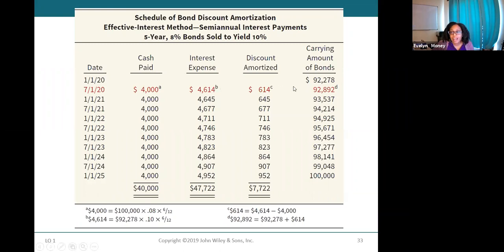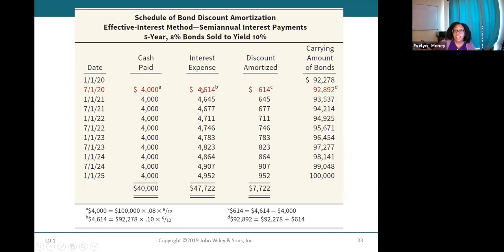And we multiply that times the carrying value of the bonds. But then we also have to multiply that times a half, because remember, interest is paid out 2 times a year. So when we do this 92,278 times 10% times a half, that's where the 4,614 comes from. The difference between the interest expense and the cash paid is the amortization of the bond discount.